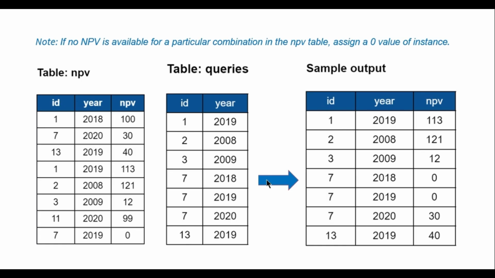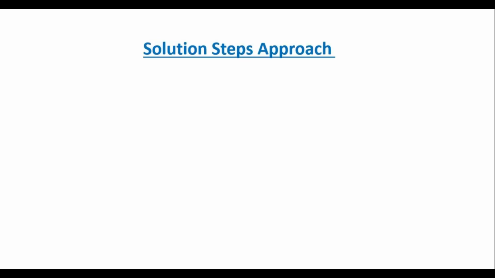Now let's go through the solution steps to see how to write a SQL query to get this expected output from these two input tables. For the very first step, we are just going to perform a left join on both the tables. This is because we want to include all the rows from the queries table even if there is no matching NPV data. So we are going to perform a left join from the queries table to the NPV table, and we will do it on the matching columns, ID and year, on both tables.